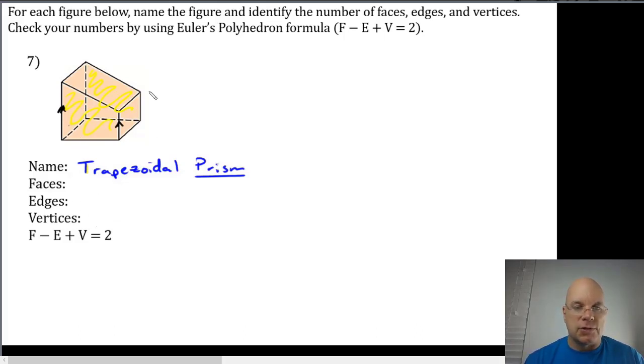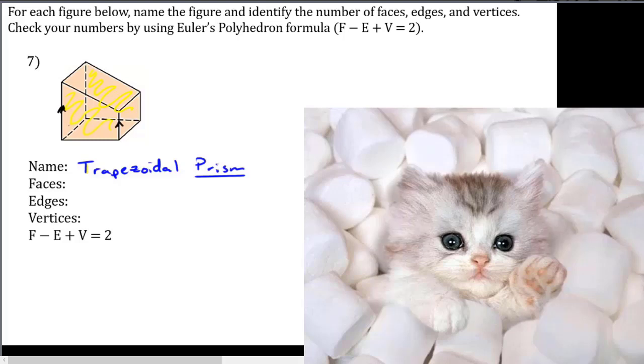Why don't you, during the pause, try to count how many faces, edges, and vertices you have in this trapezoidal prism, and then substitute those values into Euler's formula to confirm that you've counted them correctly. And you can check your work when you come back from the pause.